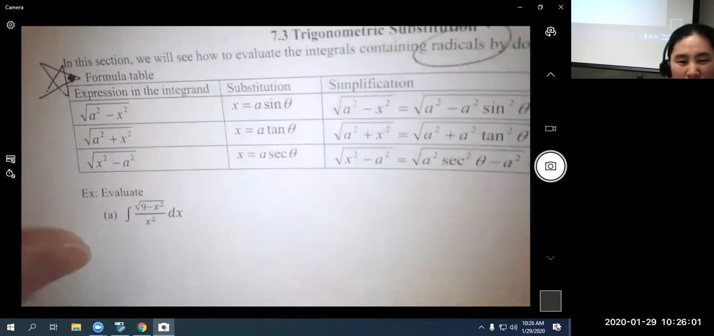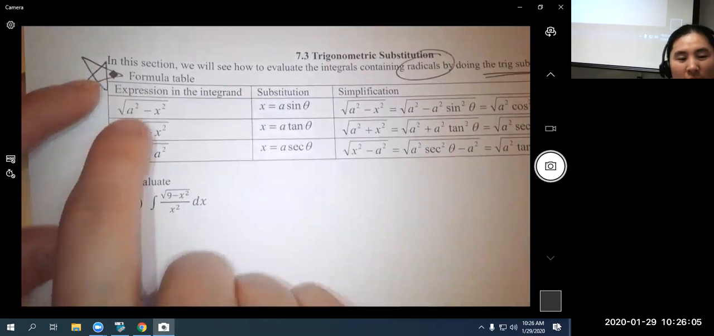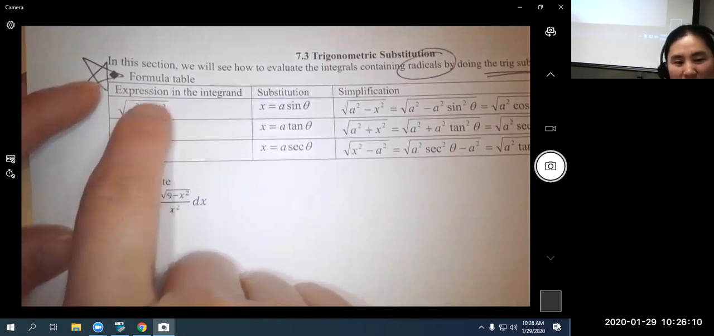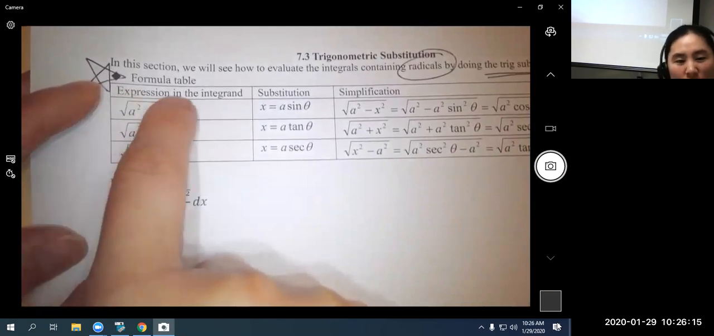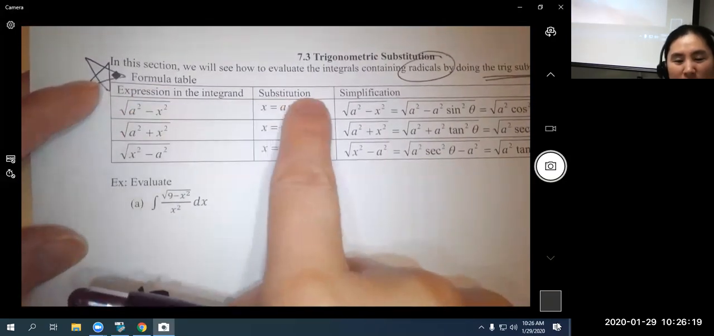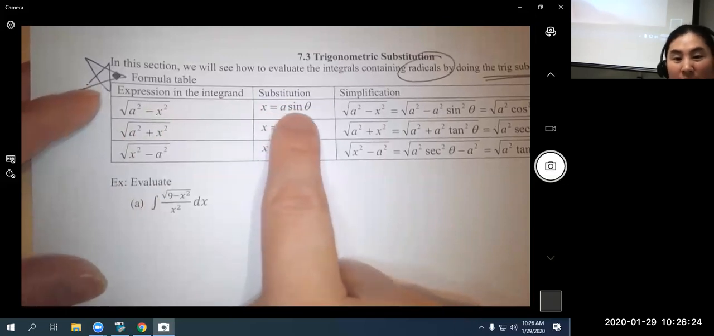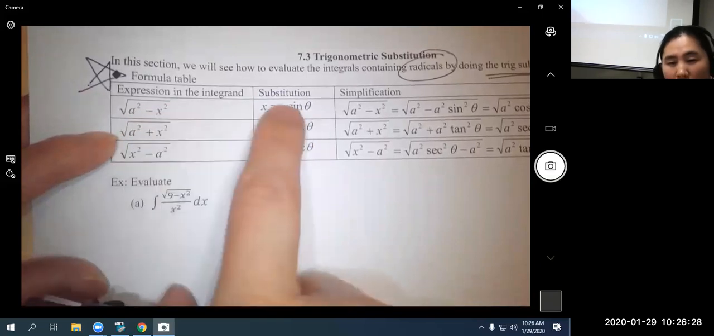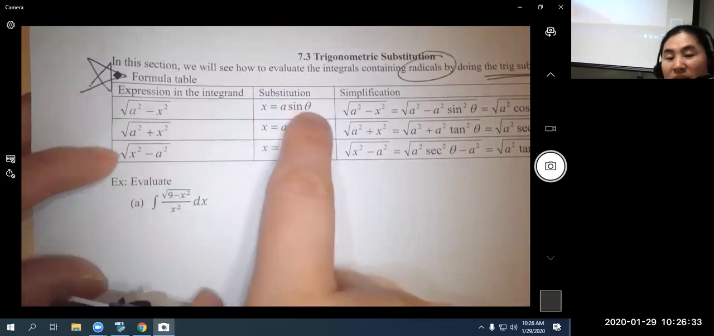So let's look at the first case. If we encounter a radical, and under the radical we have a squared minus x squared, where a is a constant, so we encounter the square root of a squared minus x squared, then the corresponding substitution will be x equals a times sin of theta, okay? So that means later I want to replace x by a, which is a constant, times sin of theta.